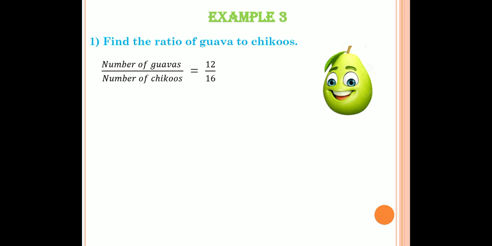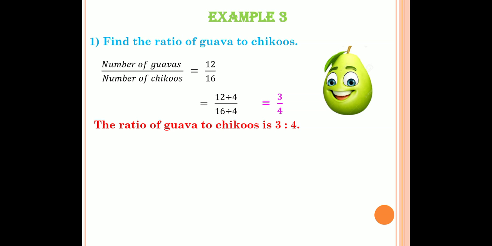Now, number of guavas again upon number of chickus. So number of guavas is 12 upon 16. Which times table is common? 4. So that is why we divide it: 12 divided by 4 upon 16 divided by 4. 4 3s are 12 and 4 4s are 16. So we have 3 upon 4. So your ratio of guavas to chickus is 3:4.